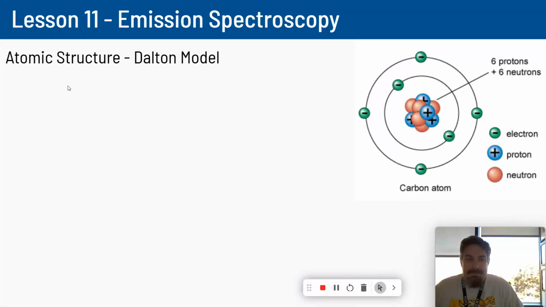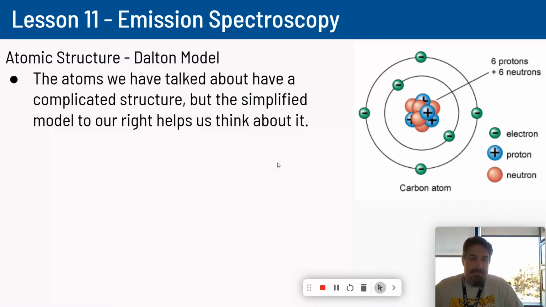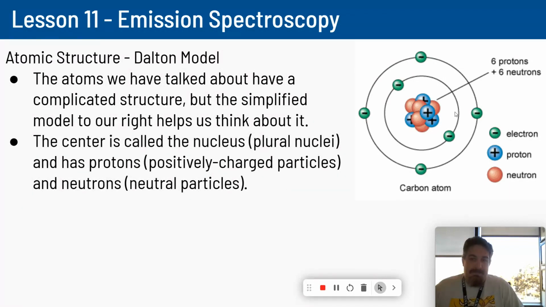So here's one way to look at this. This is the Dalton model. Again, right, this is this flat 2D model of an atom. It's not perfect. Models never are. But it's a way for us to really easily see electron orbits and how all these things interact. The center of an atom, remember, is the nucleus. In plural, we say nuclei. And it has protons, which are these positively charged particles, positive just like on a magnet. And there's neutrons, which are neutral particles that don't have a charge.